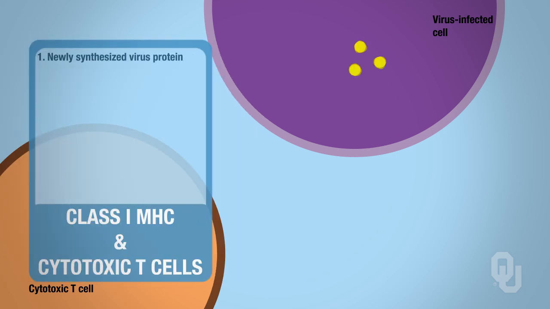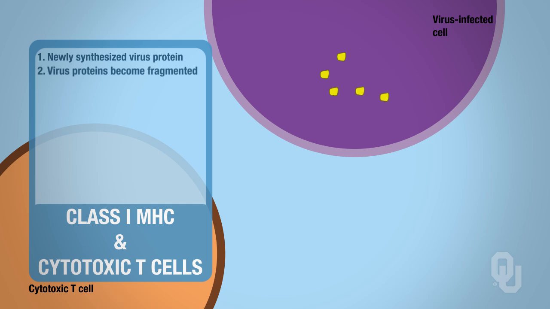So let's look at the process of how this is going to work. We're going to start with a newly synthesized viral protein. So the virus has already invaded the cell and it's taken over the machinery of the cell and it's producing its own proteins. So then in step 2 here, the proteins become fragmented. So in other words, they start breaking apart.